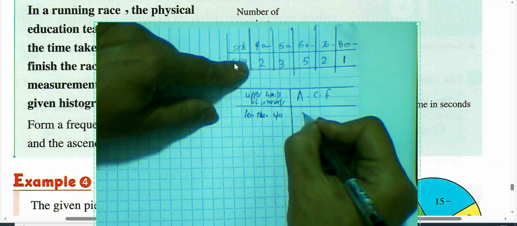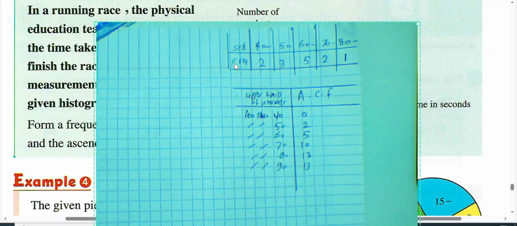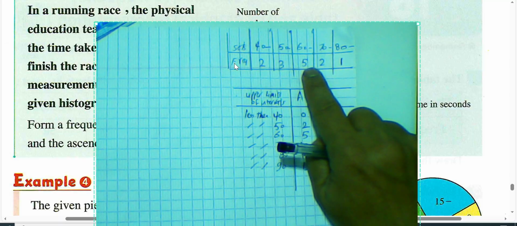Okay, less than 40, here 0. Less than 50, it will be 2. Less than 60, 3 plus 2 is 5. Less than 70, 5 plus 2 plus 3, it will be 10. Less than 80, 2 plus 5 plus 3 plus 2, it will be 12. Less than 90, 12 plus 1 equals 13. The total number is 13. Check: 3, 5, 8, 8 plus 5 is 13.